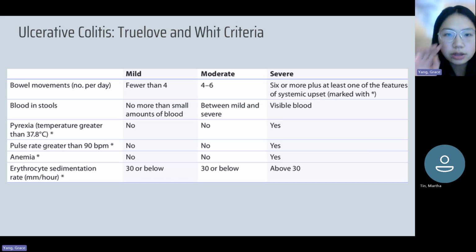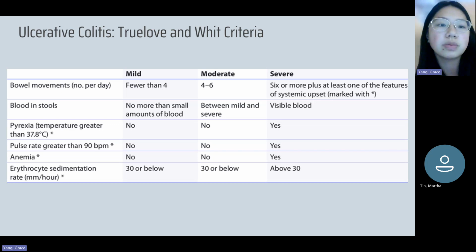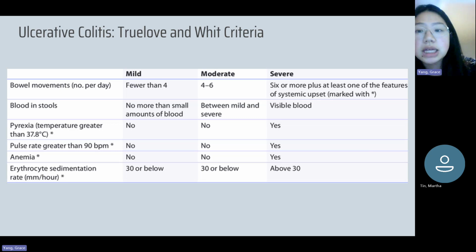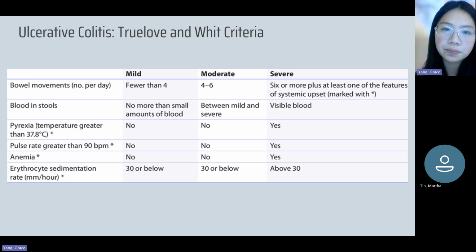So there's a criteria that you can use to categorize how severe someone's UC is. You can go from mild, which is when you have about 4 diarrheas a day and there's no blood in their stools. Moderate, they might have some blood in their stools. They'll go to the toilet 4 to 6 times a day. And severe, there's very visible blood, and they'll have to go 6 or more times a day.